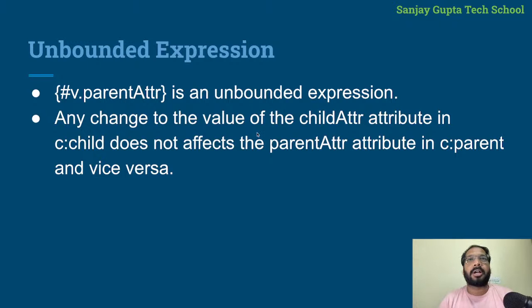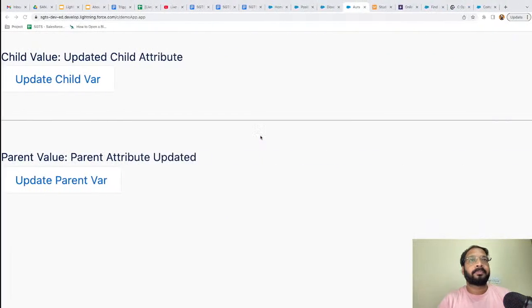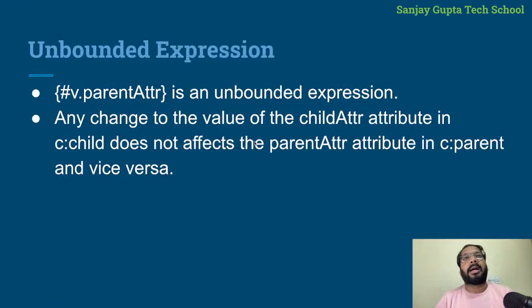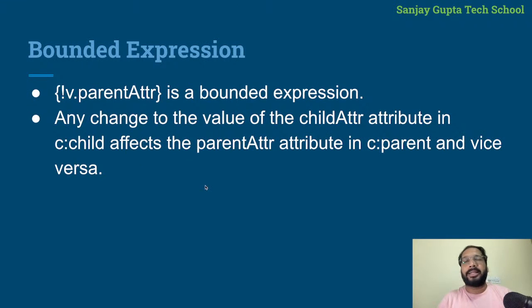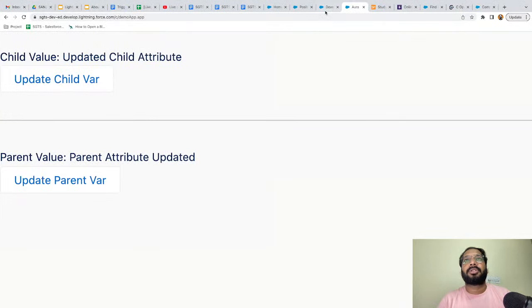Now any change to the value of the child attribute in the child does not affect the parent attribute in parent, and vice versa. So if you change the value of child attribute, parent won't be updated. If you update parent attribute, child won't be updated. That is happening here. Now you will say, if we want to do that, is it possible? So answer will be yes. For that we need to implement bounded expression. So in case of bounded expression, you will be using this exclamation sign, and then it will happen. So now I'm going to show you.